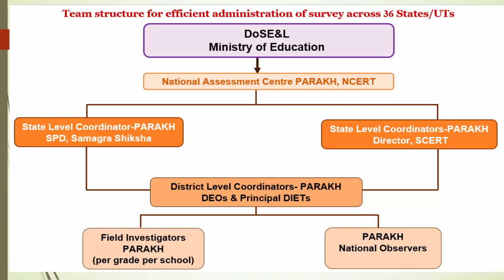Team structure for efficient administration of the survey across 36 states or union territories. DOSEL, Department of School Education and Literacy, under which comes the National Assessment Center, Parakh. It consists of state level coordinators, Parakh, SPD Samagra Shiksha, and SCERT. SCERT is State Council of Education, Research and Training, and both include district level coordinators, Parakh, and principal DIETs. DIET full form, District Institute of Education and Training. It consists of two units, Field Investigators and Parakh National Observers.